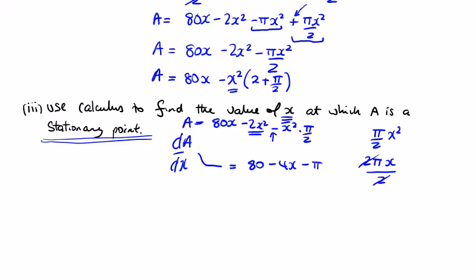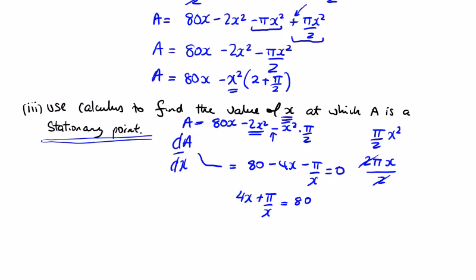And we know at our turning points, the derivative is equal to 0. So we're asked to solve for x here. So we'll bring the 2 x terms over to the right hand side, but leave them on the left, if you know what I mean. 4x plus pi x is equal to 80.